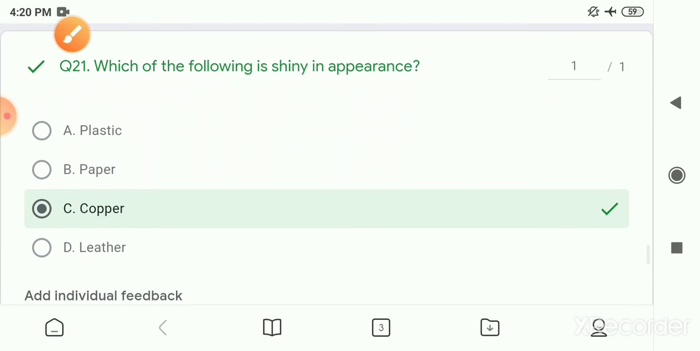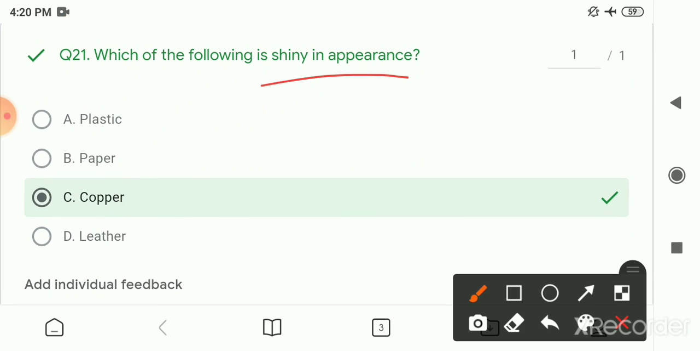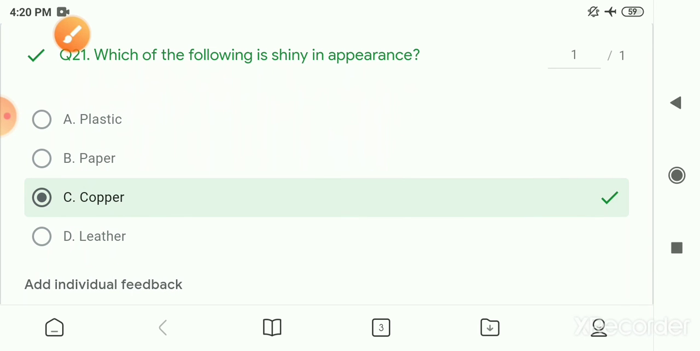Next, 21st number, which of the following is shiny in appearance? The options are plastic, paper, copper or leather. So here your answer is option C, that is copper. Copper is shiny in appearance. So your answer is option C.